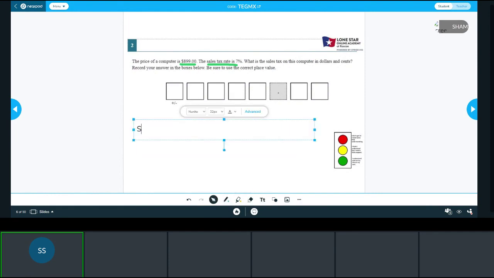So the question tells you that sales tax is 7%, right? And you need to know how much is 7% as a decimal. It is 0.07. You want to find the amount of sales tax. What is the sales tax in dollars? To do that, you can just take the sales tax, which we know is 0.07 as a decimal, and multiply by the price of the computer, $899. Go ahead, multiply and see how much you get.